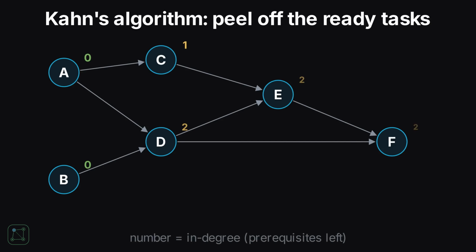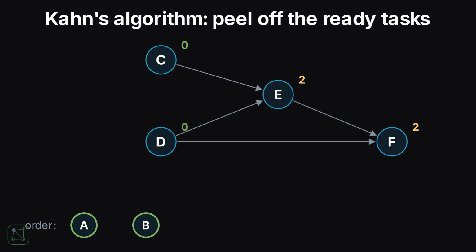Here's the cleanest way to do it, called Kahn's algorithm. For each task, count its in-degree, the number of arrows pointing into it. That count is just how many prerequisites are still unfinished. Any task with in-degree 0 has no unmet prerequisites, so it's ready to go right now. Pick one, output it, and remove it from the graph. Removing it deletes its outgoing arrows, which lowers the in-degree of whatever depended on it.